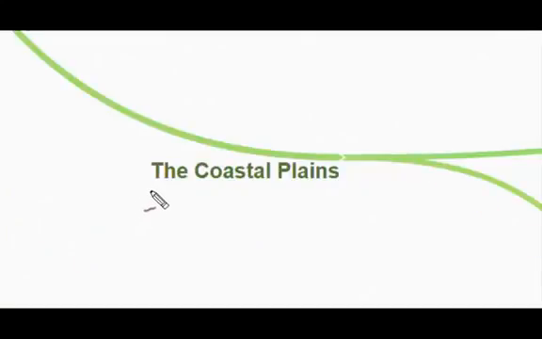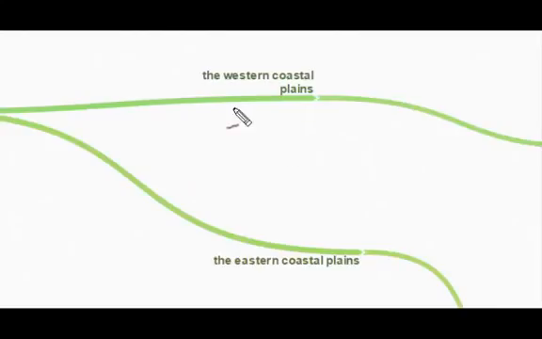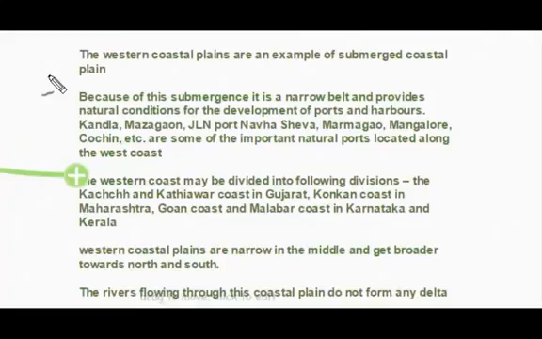It was a very brief topic compared to others. Moving on to the next topic, the coastal plains. So the coastal plains are divided into two parts, the western coastal plain and the eastern coastal plain. Let's read about the western coastal plain.